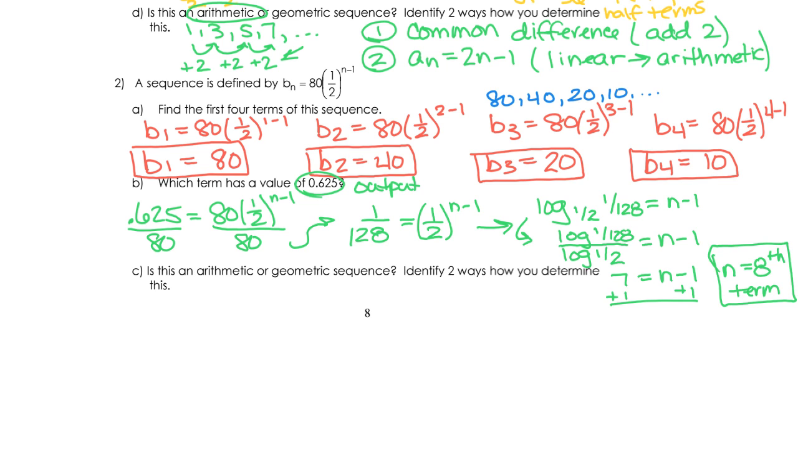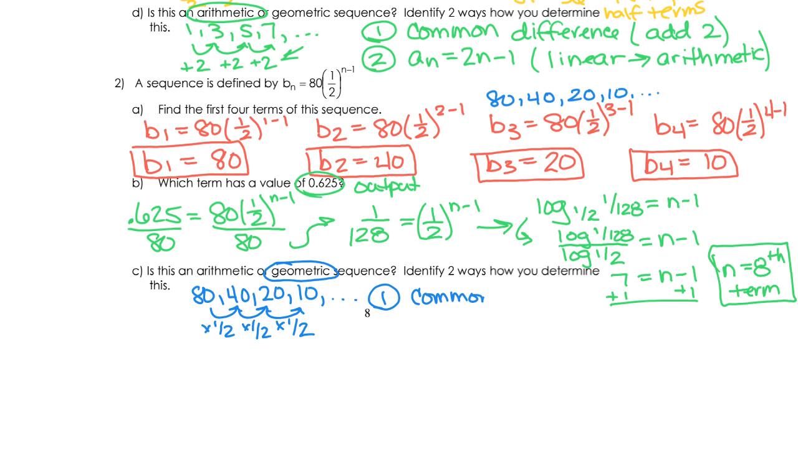Okay. Part C wants to know, is this an arithmetic or a geometric sequence? So if we go back up and remember our terms are 80, 40, 20, 10, and so on, to get from term to term to term, you're going to need to multiply by 1/2, multiply by 1/2, multiply by 1/2. And because you're multiplying, we're going to go ahead and say that this is geometric. And there's 2 ways to tell, because there's a common ratio, which remember a common ratio is a number that you multiply by, and we're multiplying by 1/2.